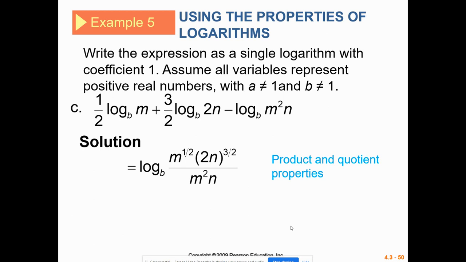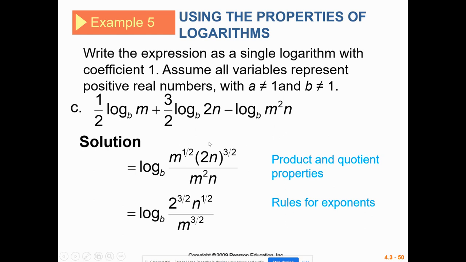So the final answer, the log base b of m to the 1/2 power times 2n to the 3/2 power all over m to the second times n. Now you could go further by noticing that you have m's and n's in the numerator and the denominator. So we'll write everything as plainly as we can.